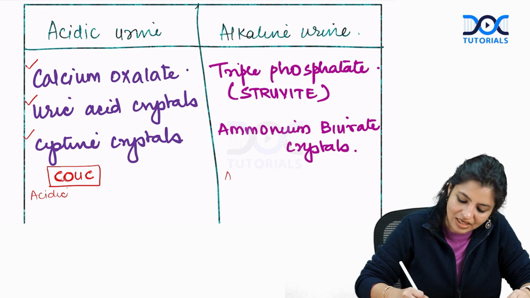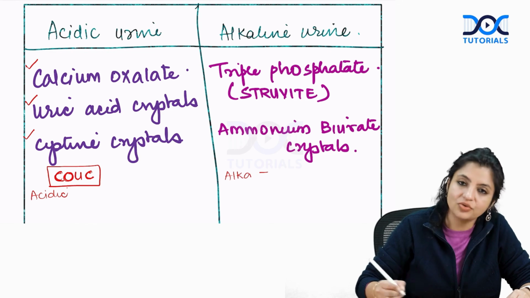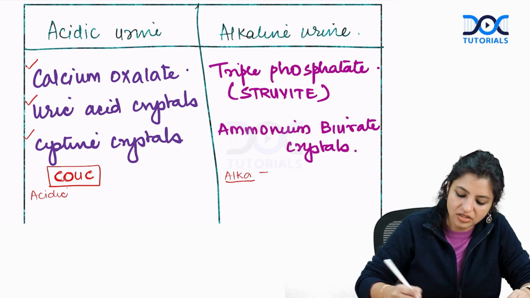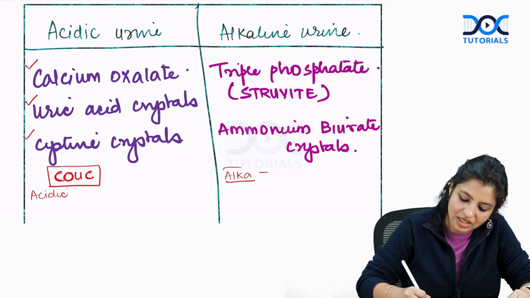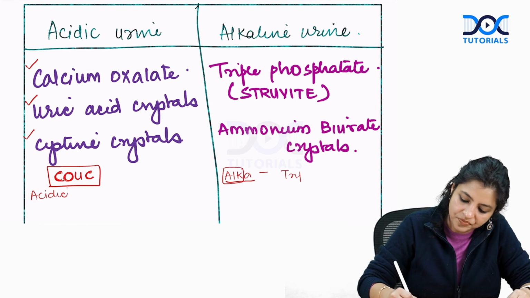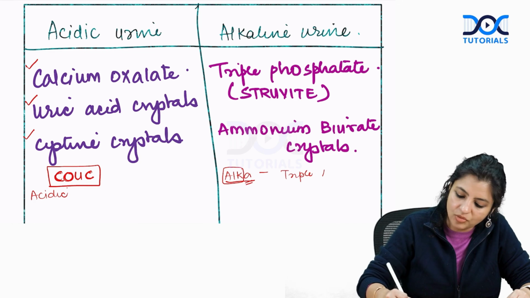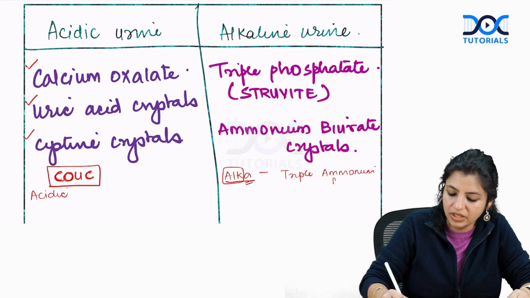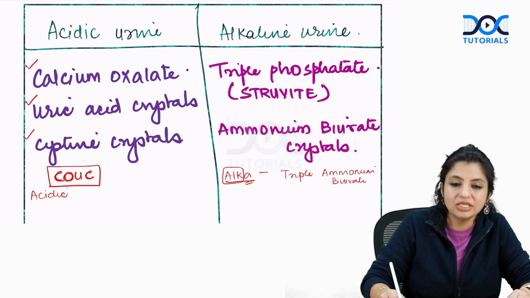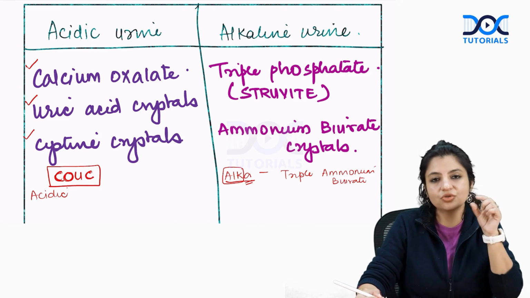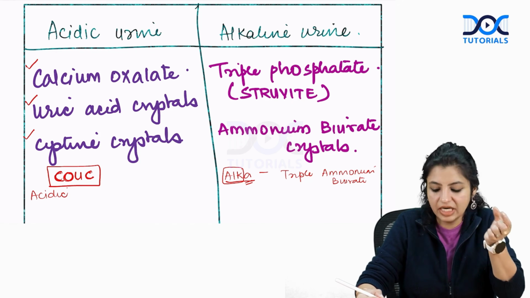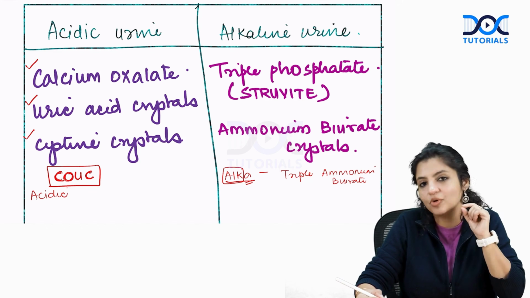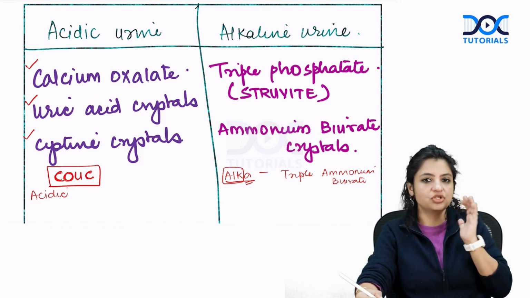Whereas when I say alkaline urine, remember alkaline urine is ALKA. It's a 4-letter word. The first 3 letters are called triple, for triple phosphate, and this A is your ammonium biurate. So remember that the code is ALKA. Alkaline urine is ALKA: the first 3 are triple phosphate and the last A is ammonium biurate. That is one thing which everybody should be very clear with.